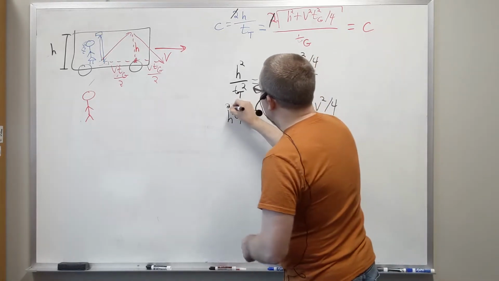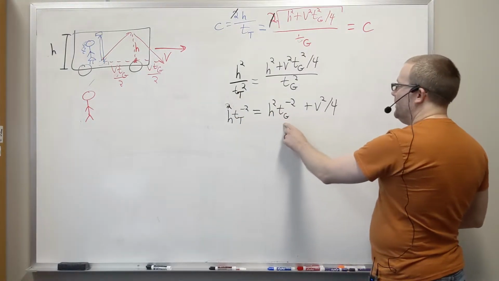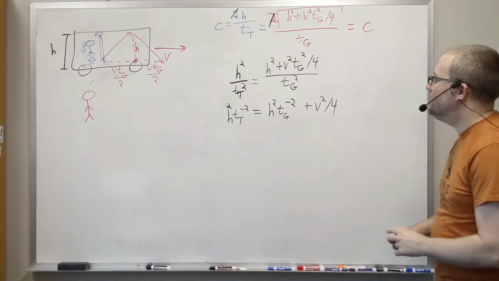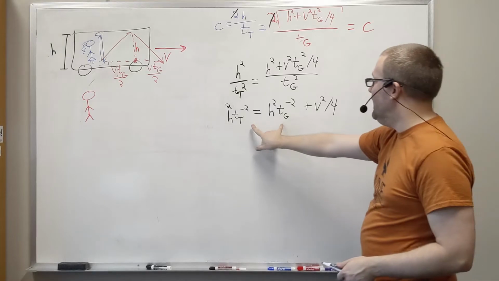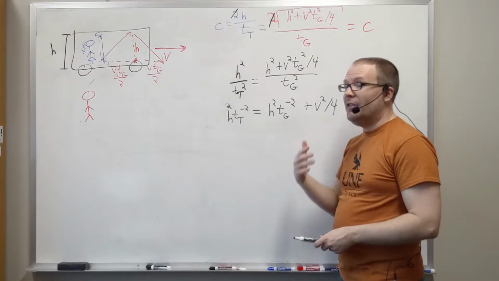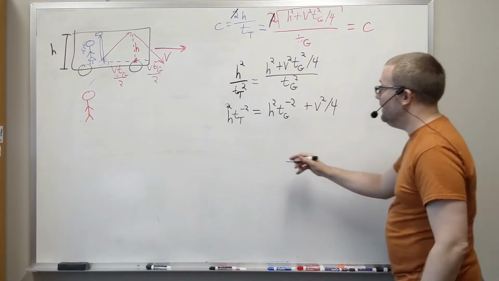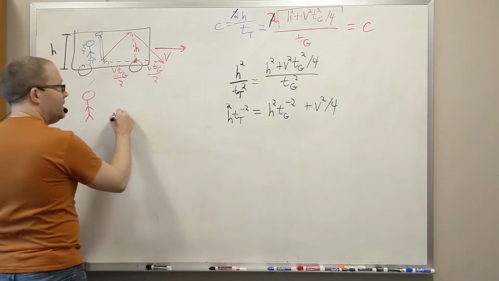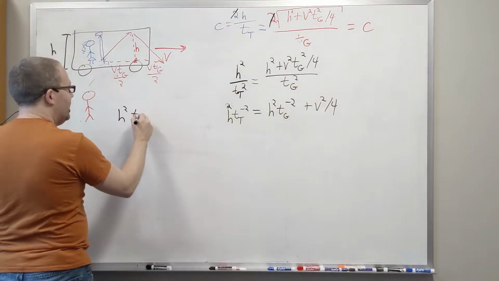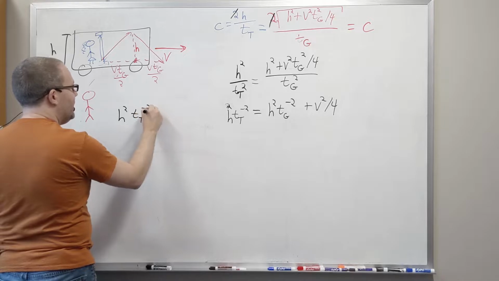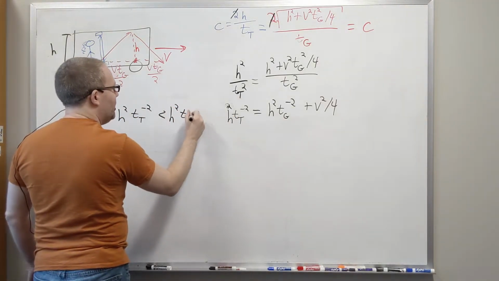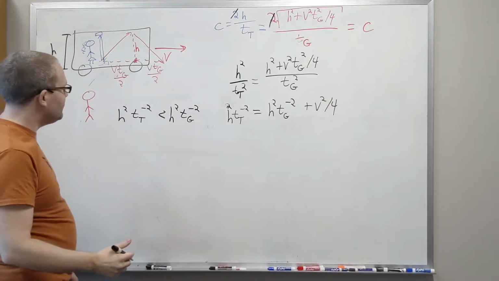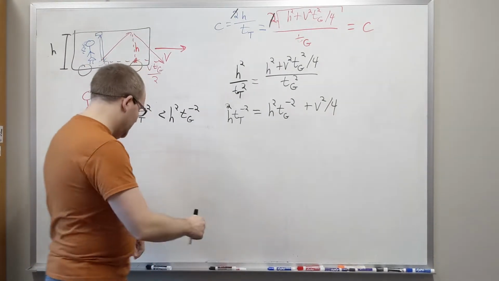This is a distance squared over time squared, distance squared over time squared, and a distance squared over time squared. What you can immediately tell from this is that these two times are going to have different values. Particularly, let's work this off to the side for just a second. h squared, time on the train to the minus 2, has got to be less than h squared time on the ground to the minus 2, right? Because, it's got to be greater than.